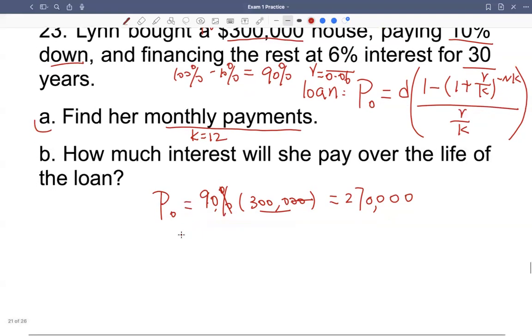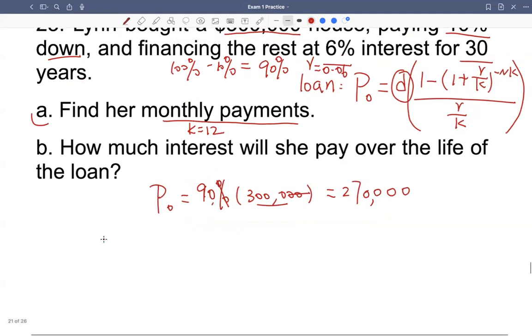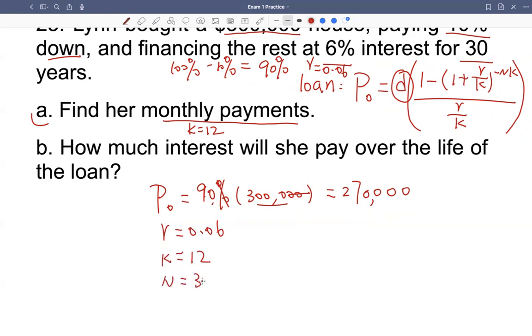So we're looking for the monthly repayments. So I'm looking for D. So P naught we know, little R we know, it's 0.06. And the K we know is monthly, so 12. N we know is 30 years. Now we just need to find the D. So let's plug into the formula. So this is the formula. So I'm going to use this formula.